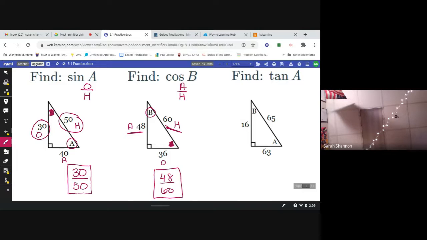So notice how when you have B versus A, it changes where the O and the A are set up. Right? Notice the difference here. This is O, but on this triangle, that's A. And it's because of where the angles are.